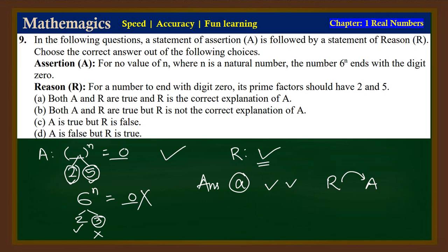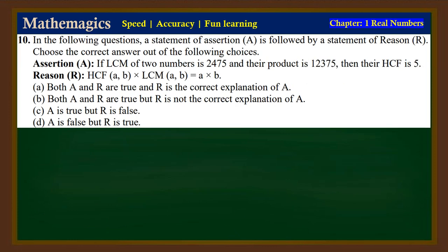Now let us come to the last question of this series. In the following question, a statement of assertion is followed by the reason. Assertion: the LCM of two numbers is 2475 and their product is 12375, then their HCF is 5. The reason is HCF times LCM is equal to A times B. So we can say that the reason is 100% correct. Now we want to see whether the assertion is correct or not.